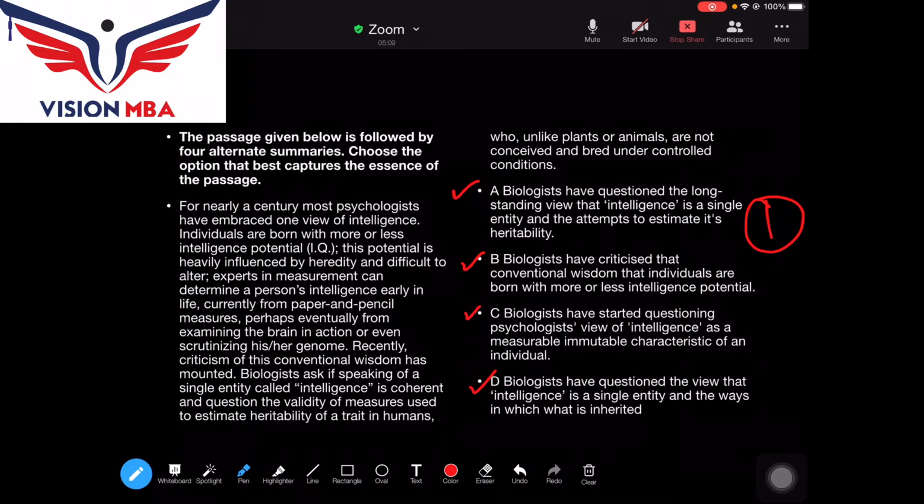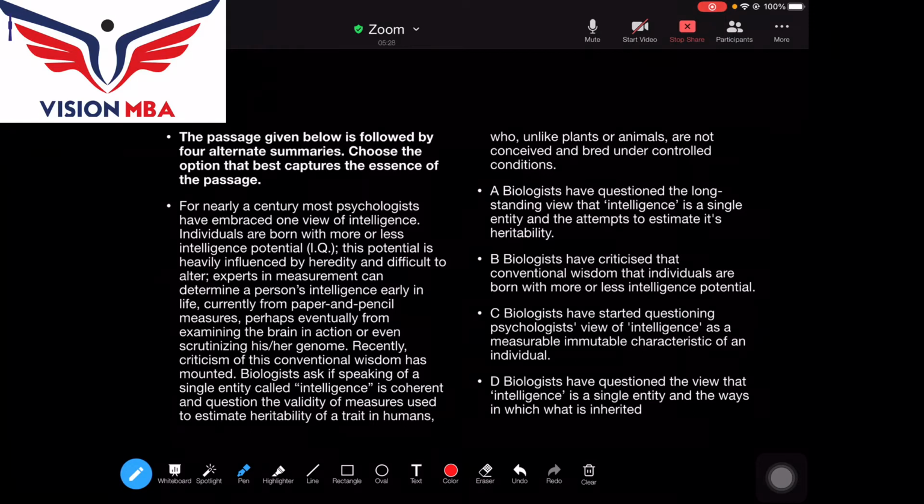So once you have read the options, you get an idea what the paragraph is about. Now when you read the paragraph, it's going to be easy for you to get the essence, and then you compare the options, then you eliminate. Let's read the paragraph. For nearly a century, most psychologists have embraced one view of intelligence.